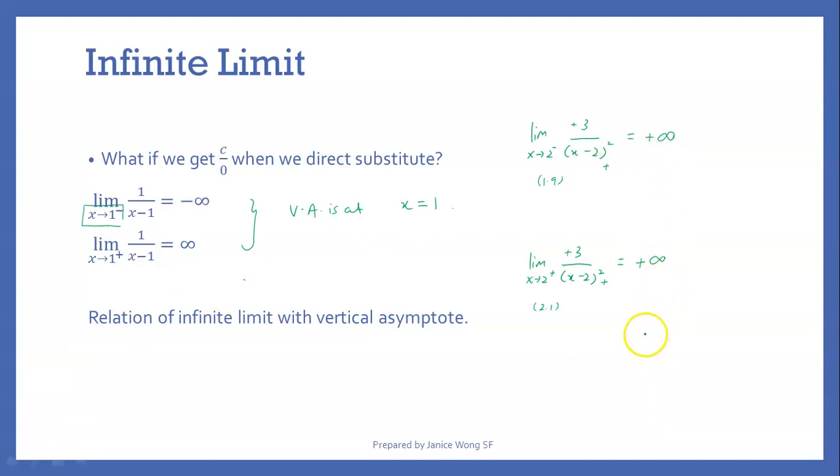When we have infinite limits, in this case, you must know that there must be a vertical asymptote. So for this case, the vertical asymptote is at what? X equals 2. Hope you understand.